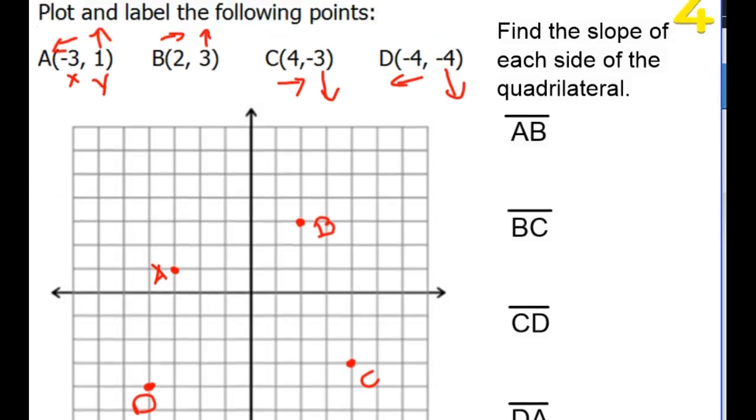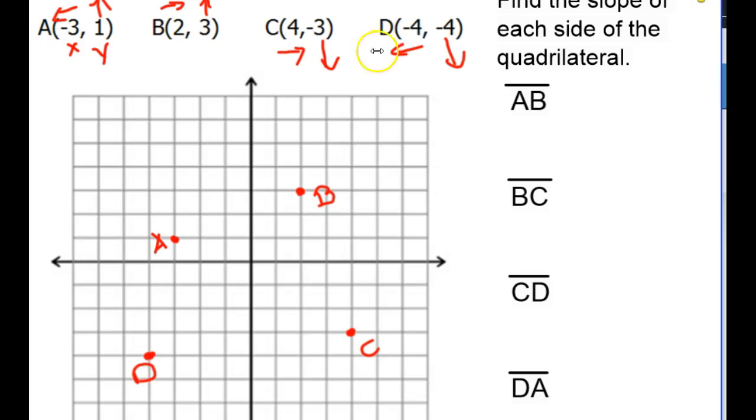So what we need to do now is find the slope of each side of our quadrilateral. If we would connect these, we would have a quadrilateral, which means 4 sides. So what we need to do is find the slope of each of those sides. So here we are going from A to B. So from A to B, we're going to go up 1, 2. So our rise is 2. Our run then is 1, 2, 3, 4, 5. So our slope from A to B is 2 over 5.